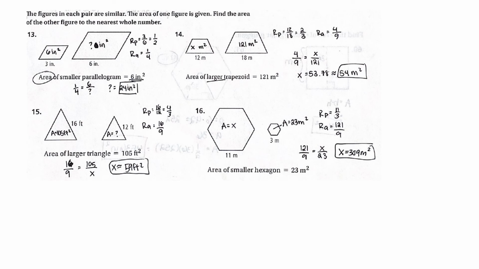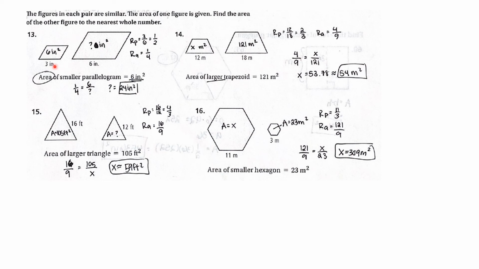So 13 and 15 here, it said that the figures in each pair are similar. The area of one figure is given. Find the area of the other figure to the nearest whole number. So you'll see in number 13, they tell us that the area of the smaller parallelogram is 6 inches squared. We want to find the area of this unknown parallelogram here.